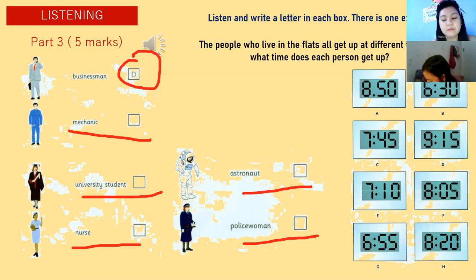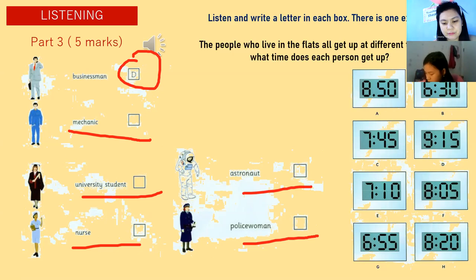Oh, I had to get up so early this morning. Me too. But the person who lives in the flat next to ours gets up very late. He's a businessman, but he often works at home. He's got an office there. He gets up at 9:15. Wow, that is late. Can you see the letter D? Now you listen and write a letter in each box.